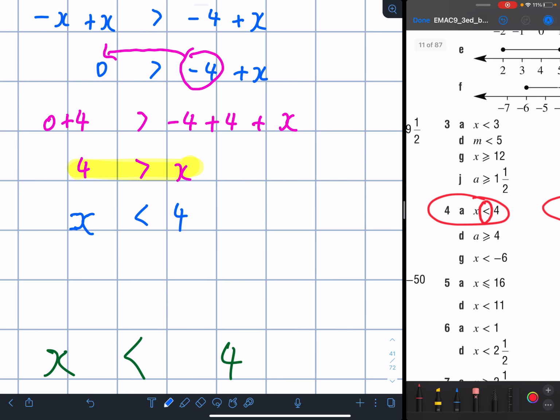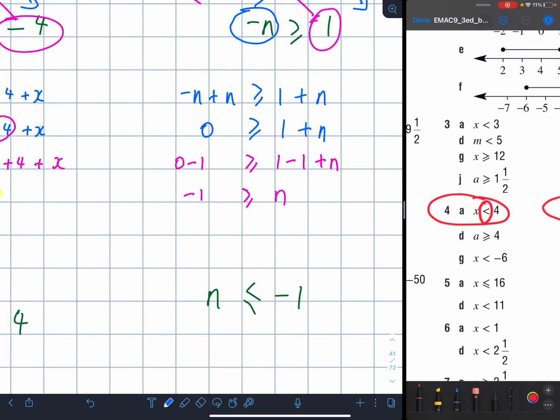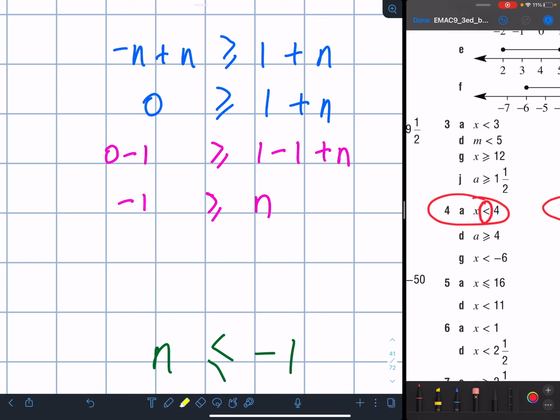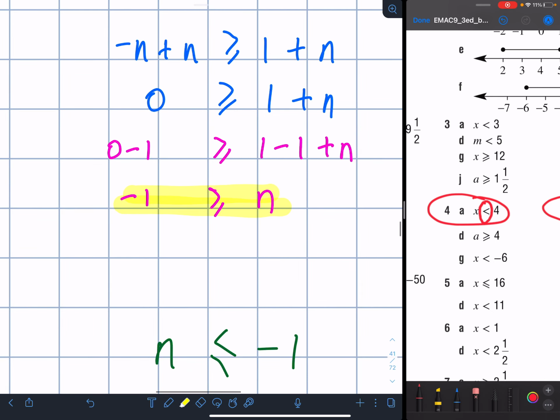Okay. Similarly, with our one on the right, if minus 1 is greater than n, we can say greater than or equal to n. If minus 1 is greater than or equal to n, n is less than or equal to minus 1.